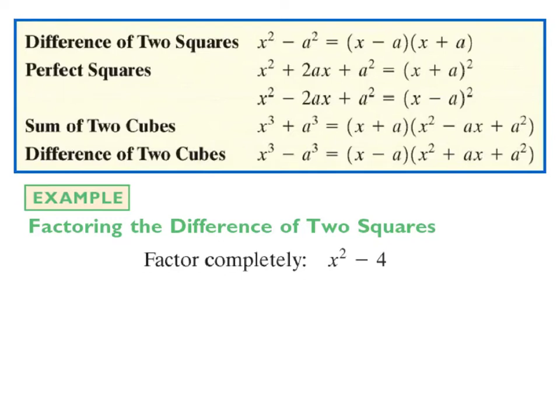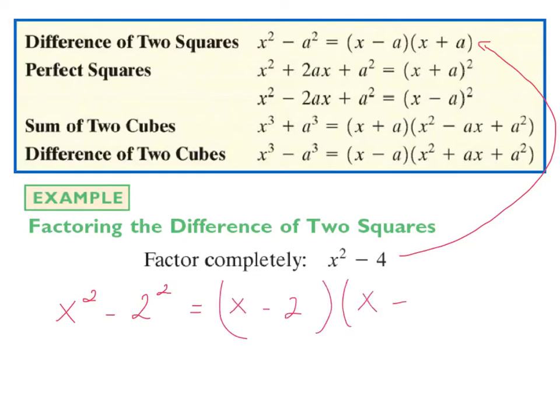Hello everybody, so today we're going to talk about factoring polynomials. We have here: factor completely x squared minus 4. Now that's the difference of two squares. Just to remind you, we can use the first property: x squared minus a squared equals x minus a times x plus a. So x squared minus 4, which is x squared minus 2 squared, equals x minus 2 times x plus 2.